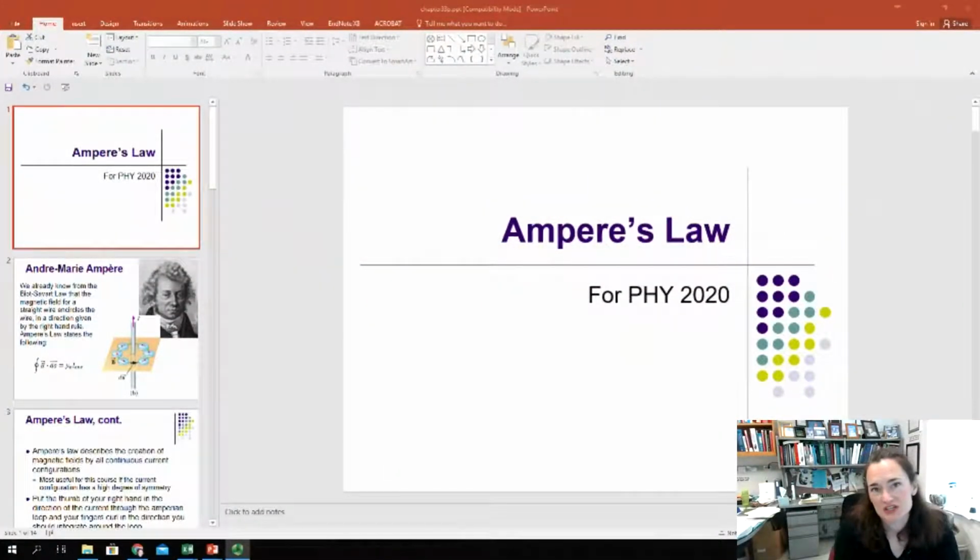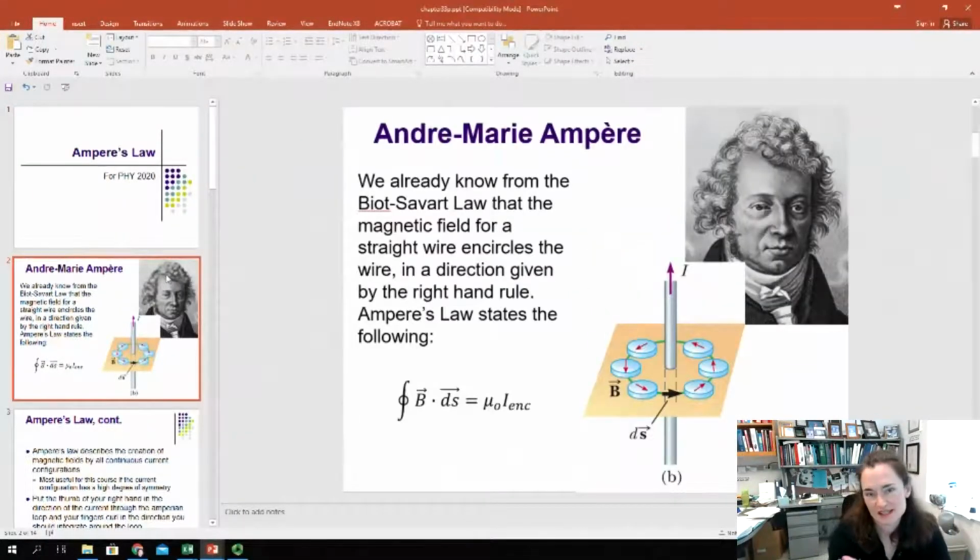So I want to talk to you in this lecture about Ampere's law. Ampere was a French physicist who discovered a very nice relationship that employs a high degree of symmetry and symmetrical thinking for finding the magnetic field due to a current distribution. We're going to use what we already knew from previous lectures in the Biot-Savart law to walk us through the reasoning that we're going to use in Ampere's law.